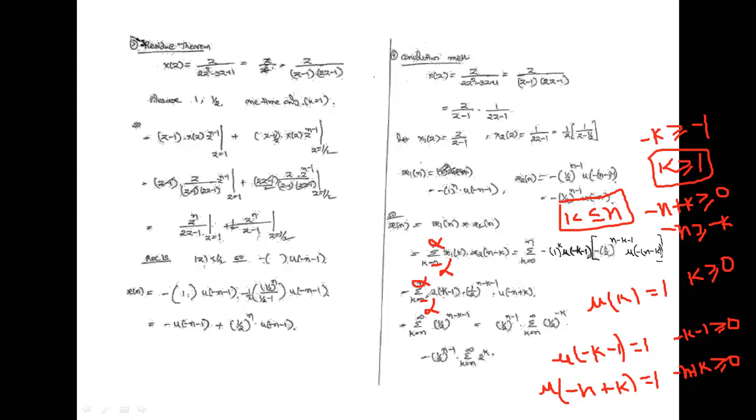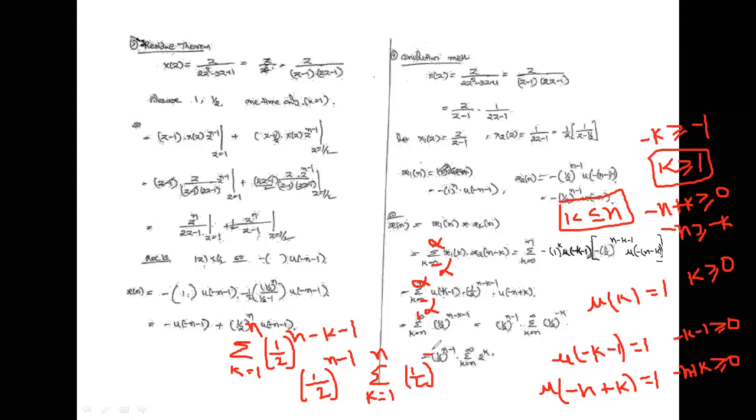Now, taking the k values as n to 1, not 1 to n. The k is greater than or equal to 1 and less than or equal to n, which means the sum of k equal to 1 to n values, in the range of 1 to n only. Since these are the k values only, you can take the (1/2)^(n-1) as a constant, and the sum of k equal to 1 to n of (1/2)^(-k). Now it is in the form of 1 to n.